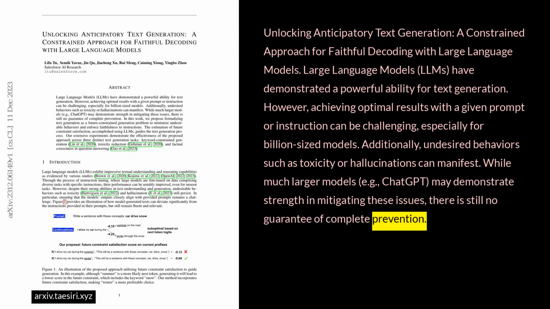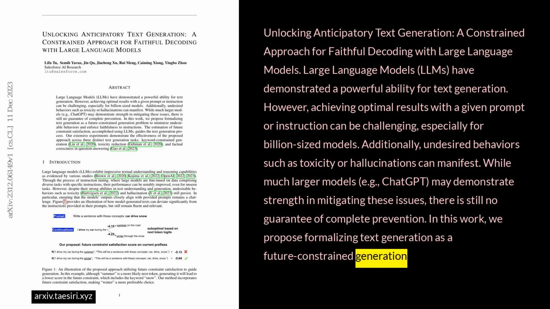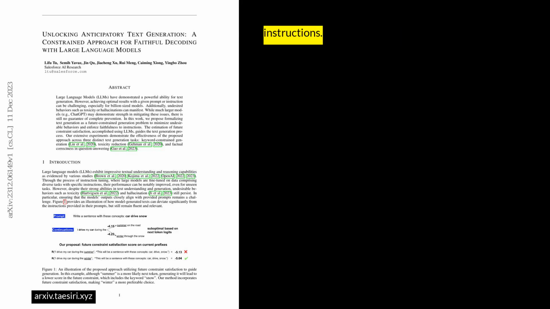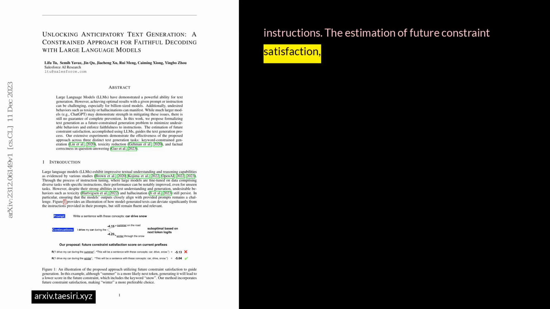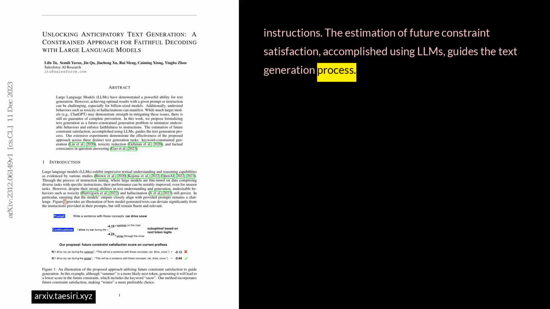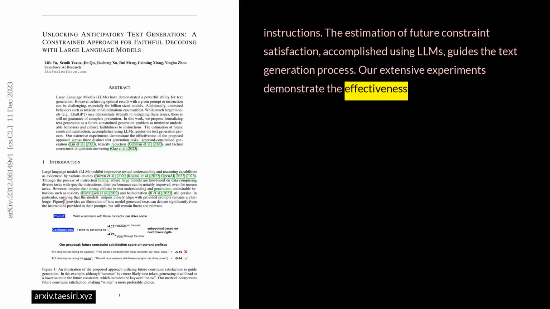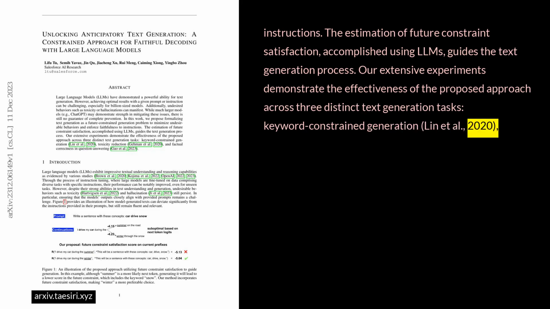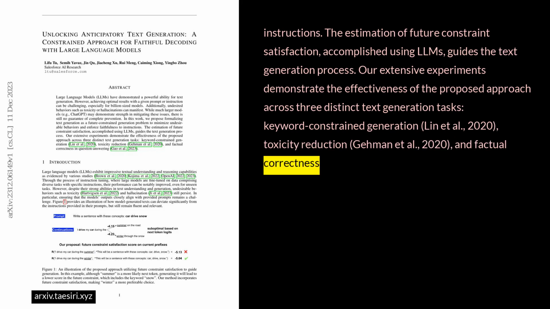In this work, we propose formalizing text generation as a future constraint generation problem to minimize undesirable behaviors and enforce faithfulness to instructions. The estimation of future constraint satisfaction, accomplished using LLMs, guides the text generation process. Our extensive experiments demonstrate the effectiveness of the proposed approach across 3 distinct text generation tasks: keyword-constrained generation, Lin et al., 2020, toxicity reduction, Gehman et al., 2020, and factual correctness in question answering, Gao et al., 2023.